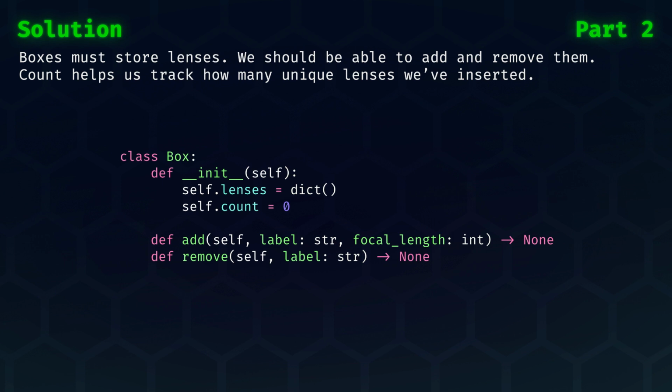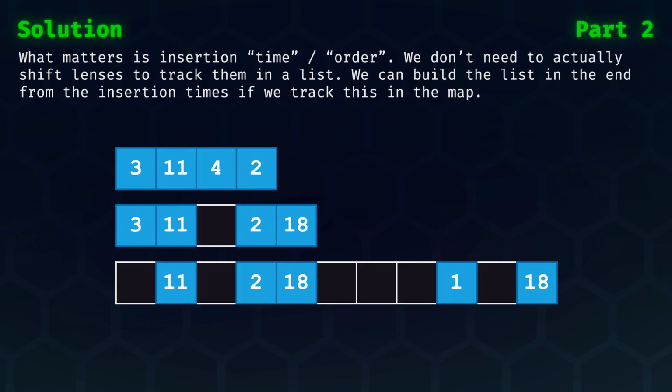Let's first look more closely at why I suggest to use the count variable. What matters for our box is that we track the insertion order, or insertion time, for every lens. We don't particularly care for the absolute order until the end of the problem, so we don't need to actually hold the lenses in a list and then shift lenses every time that we remove one or more. The list can be inferred at the end.